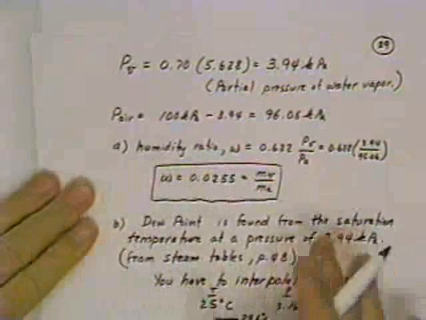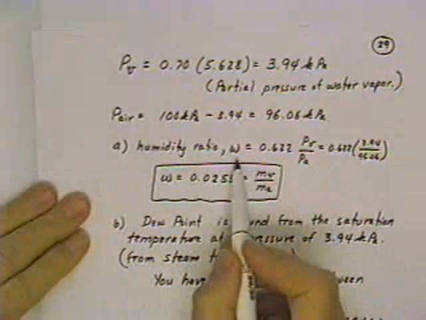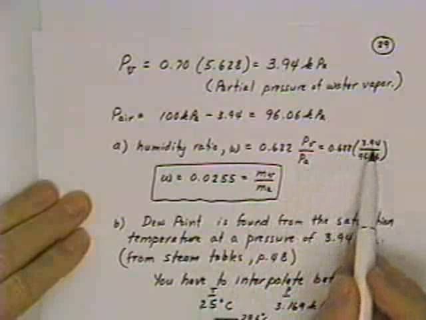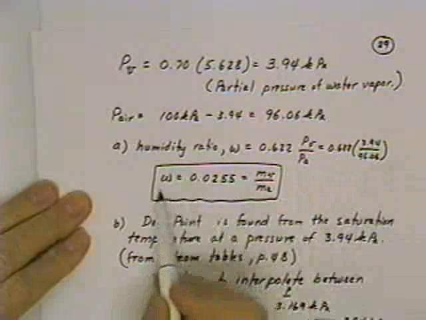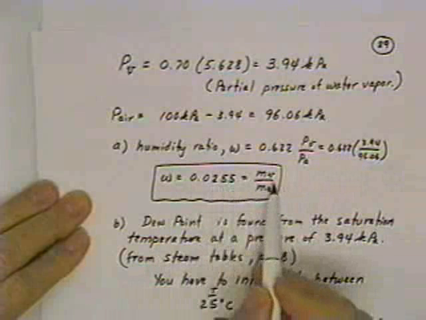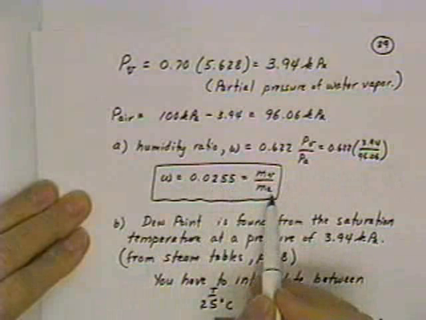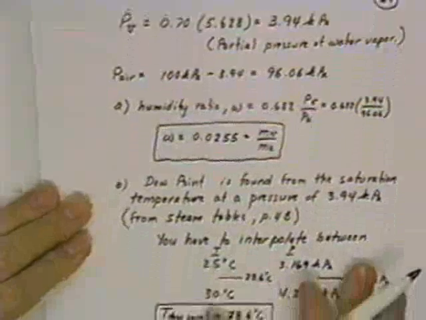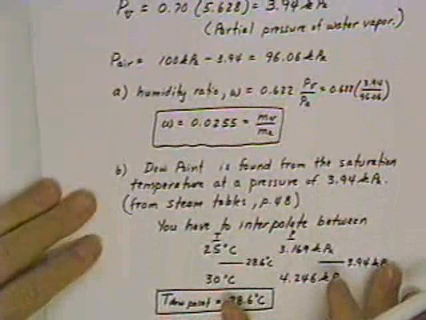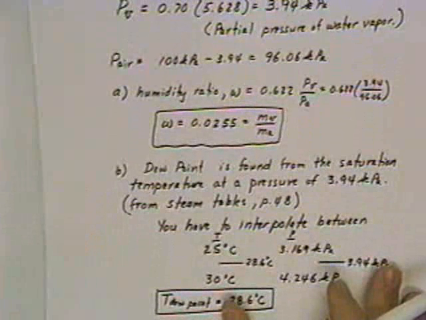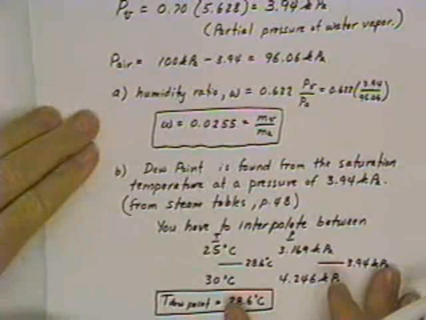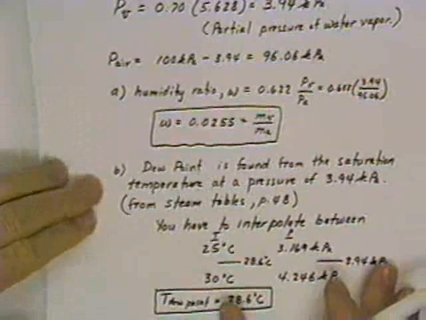Okay, humidity ratio, defined by an equation in your text. Humidity ratio omega is equal to 0.622 PV over PA, which is 0.622 times 3.94 over 96.06, and so omega comes out to be about 0.0255, which is defined as the mass of the vapor divided by the mass of the air. That's the humidity ratio, the mass of vapor to the mass of the air. So that's all that is required, looking up the steam tables and calculating based on the definition of PV and PA, to come up with the humidity ratio, which we found to be 0.0255, mass of the vapor divided by the mass of the air.